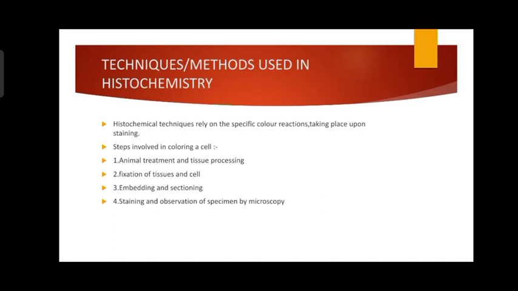They are: first, animal treatment and tissue processing; second, fixation of tissues and cells; third, the process of embedding and sectioning; and the last one is staining and observation of the specimen by microscope. So these are the steps involved in coloring a cell. Histochemical methods are based on the type of molecule needed to be studied or the structure to be observed.